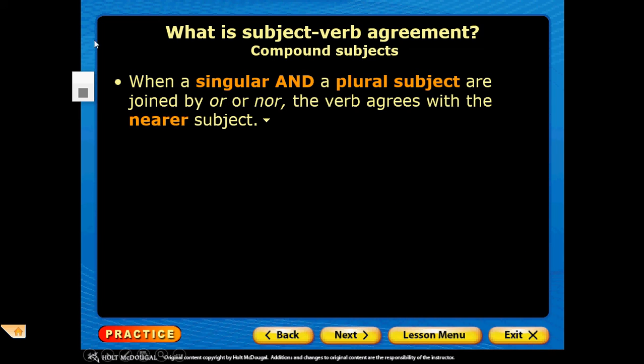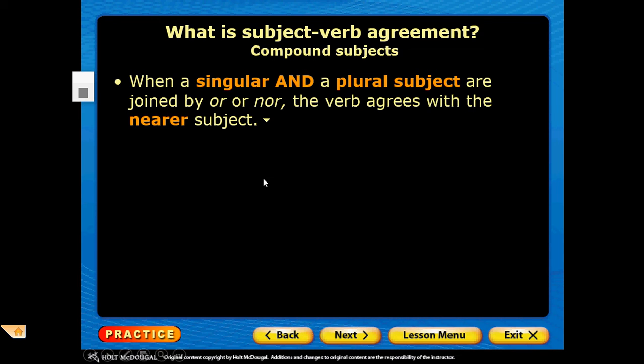The problem is when a singular and a plural subject are joined by or or nor. So in this case, what should I do? The verb agrees with the nearest subject. So if I have both singular and plural at the same time, who will the verb agree with, in the case of or/nor? Of course.